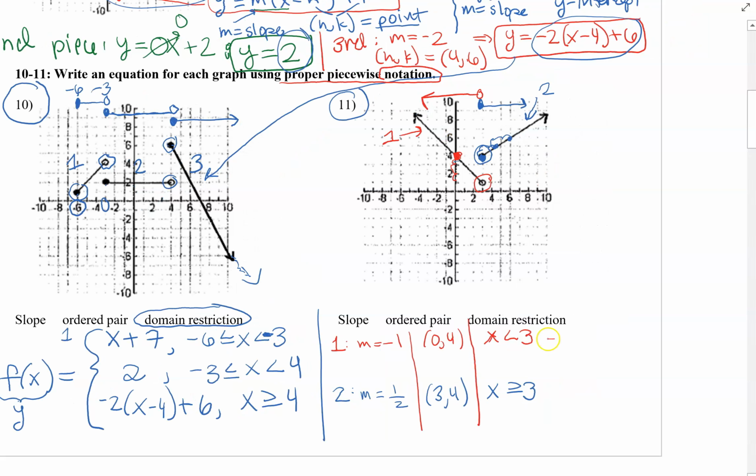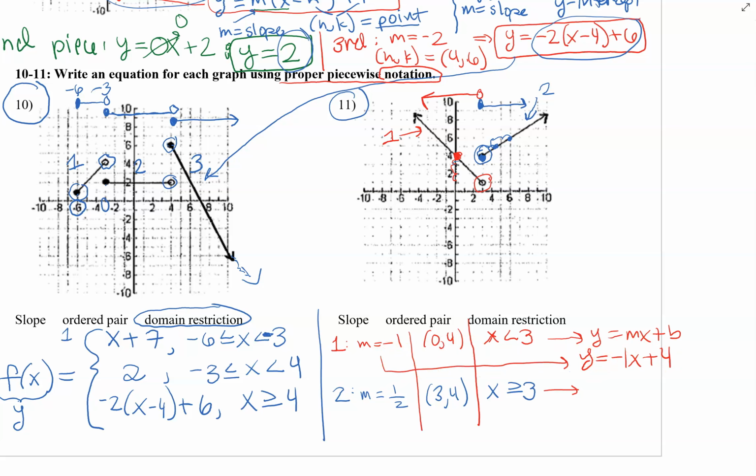So now what we need to do is get an equation for each of these lines using our slope and whatever point we got. So for the first piece, this one over here on the left, I'm going to use the slope-intercept form. So our m in this case is -1 and our b is 4. So this equation would be -1x + 4 for the first piece.